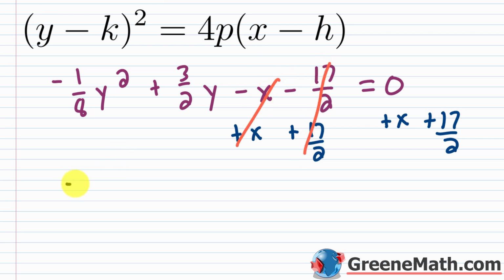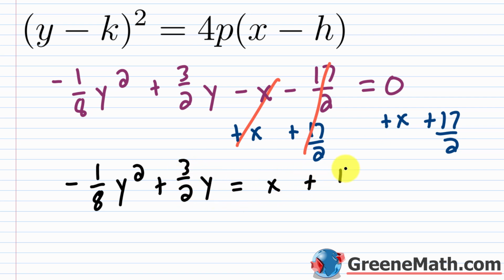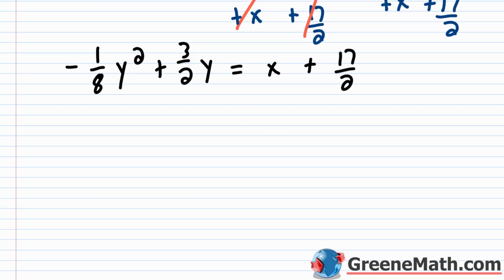So we're going to say that this is negative 1/8 y squared, plus 3 halves y, and this equals x plus 17 halves. Now again, we want the coefficient of y squared, because we're going to end up completing the square, to be 1. Right now it's negative 1/8. So to fix this, we're going to multiply both sides of the equation by negative 8.